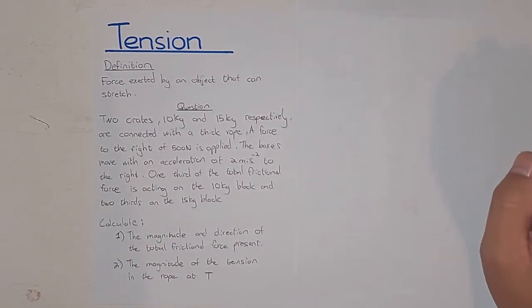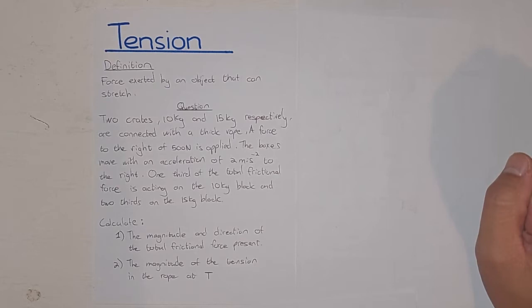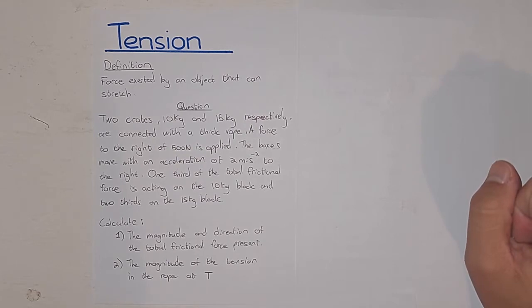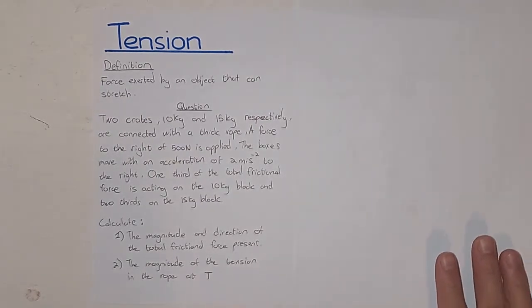Right, two crates, 10 and 15 kilograms respectively, are connected with a thick rope. A force to the right of 500 newtons is applied. The boxes move with an acceleration of 2 meters per second to the right. One third of the total frictional force is acting on the 10 kilogram block, and two-thirds on the 15 kilogram block. Number one, calculate the magnitude and direction of the total frictional force present. And number two, the magnitude of the tension T in the rope.